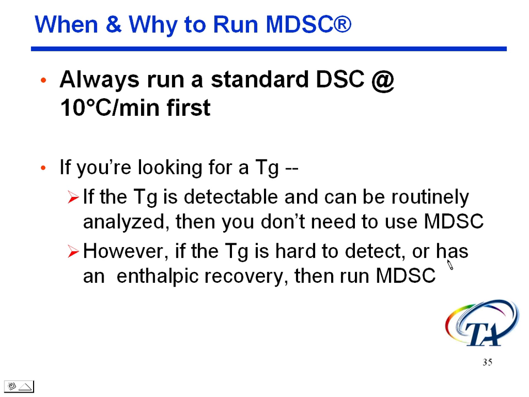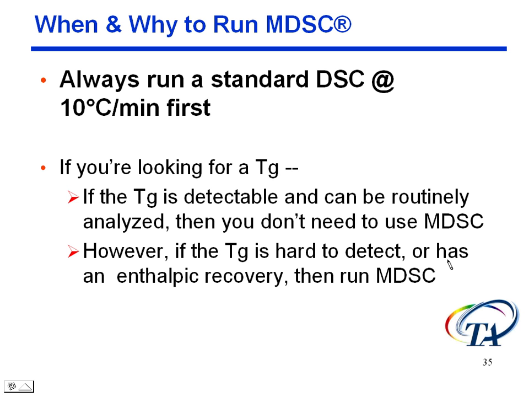And the reason is because, let's look at a couple different ways. First off, if we're looking for a glass transition. If the glass transition is detectable and you can routinely analyze it with standard DSC, there's no other transitions that are masked on it. You heat it up, cool it down, reheat it, the glass transition's there, you can see it, it's easy to look at. Then you don't need to use modulated DSC if you're just looking for that glass transition.